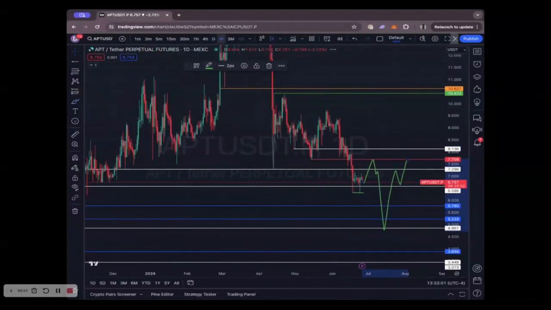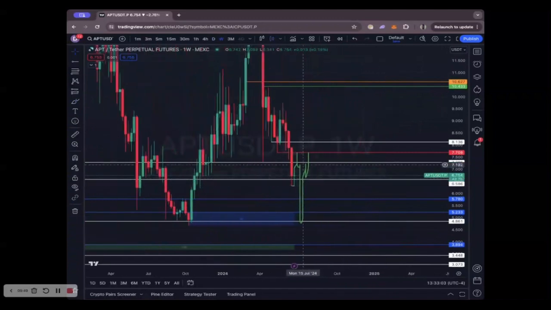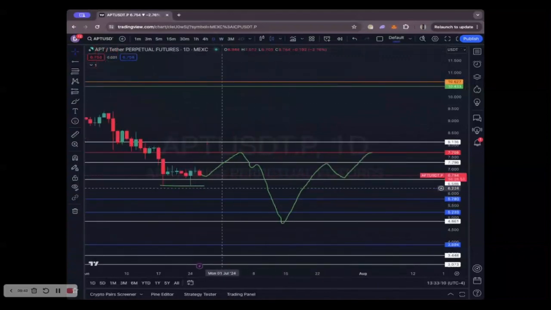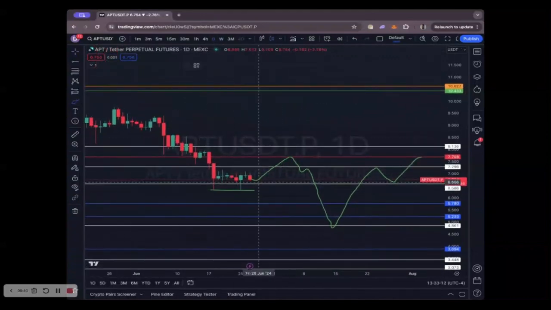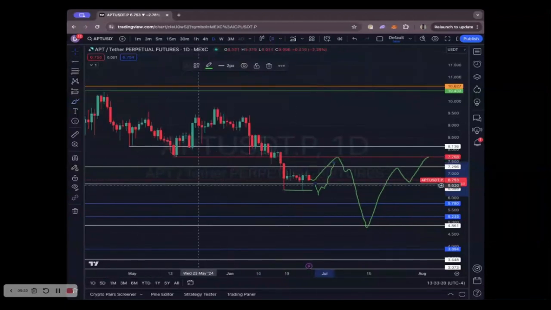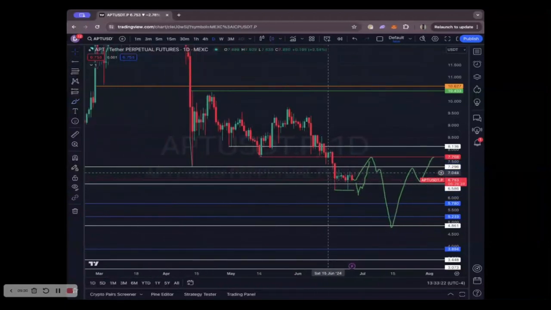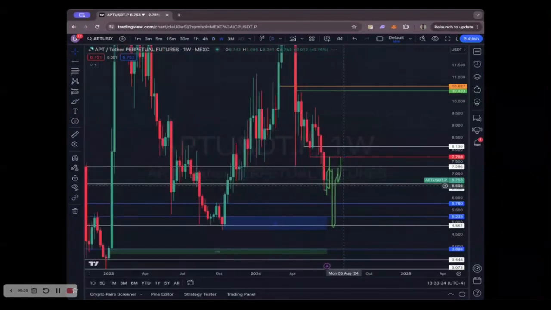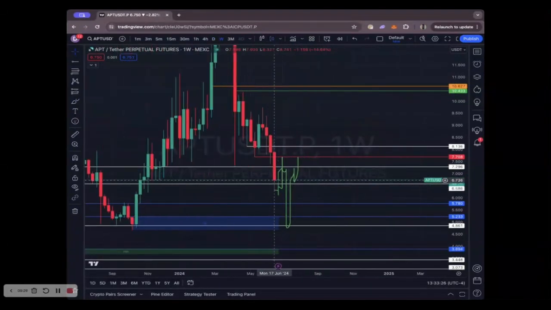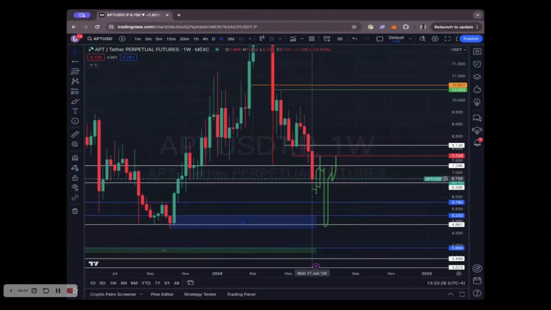However, say this much, it really depends on if we clear the 7.7 first or we clear the 6.3 first. If we clear the 6.3 first and then close above 6.3, that would be a clean long at least to 7.4 for APT. But again, I just don't like this range still. This is an indecision doji on the weekly right now.